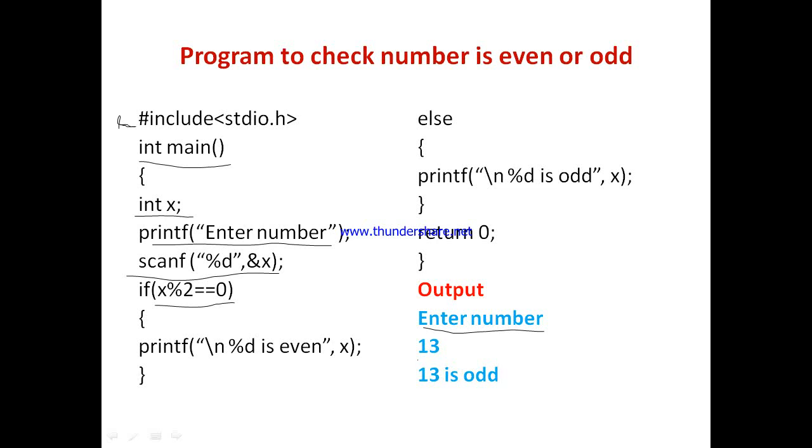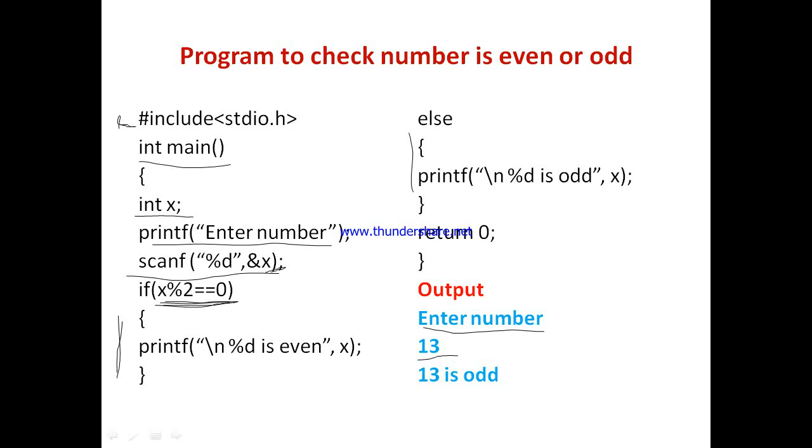Suppose we have entered the number 13. So 13 is stored into the variable x. Now 13 mod 2 is equal to 0? 13 mod 2, the answer is 1. 1 is equal to 0 is false, so this condition will not be executed. So the if block is not executed, and the else block is executed.